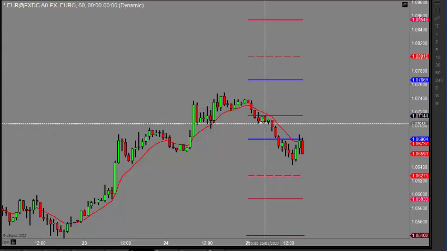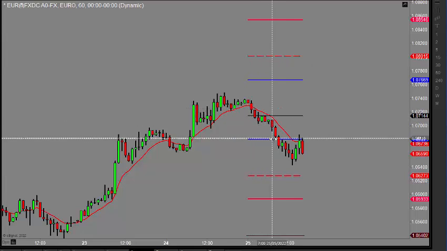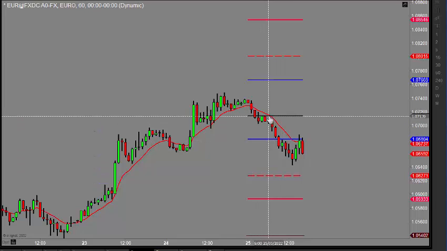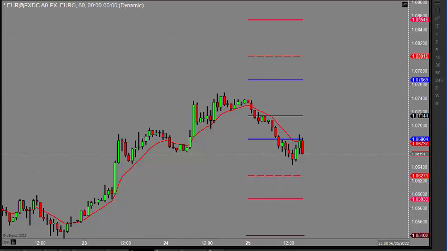Now I'm more interested in either the R1 or the S1. So first things first, make sure it's hit the pivot. Then it's a case of looking for the opportunity to get in. At the moment I'm looking at a daily pivot on a 60-minute chart. You can come down the time frames. I like 60-minute charts, it gives me a quicker view. You could come down to a 30-minute or a 15-minute time frame to get into the trade.